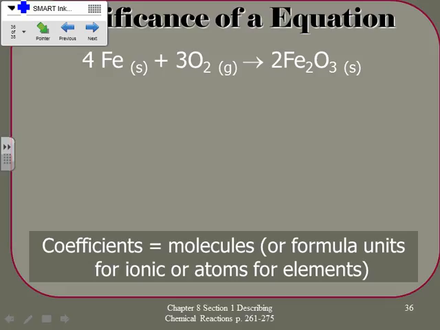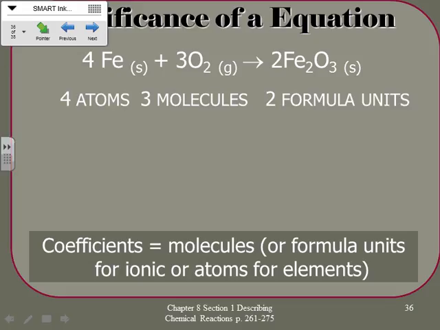I'm going to say 4 iron atoms are reacting with 3 oxygen molecules to make 2 formula units of iron(III) oxide, which I think, yeah, there we go. Okay, 4 atoms, 3 molecules, 2 formula units. Iron oxide. Yes, technically it would be iron(III) oxide. You have to put the Roman numeral there because iron's a transition metal.